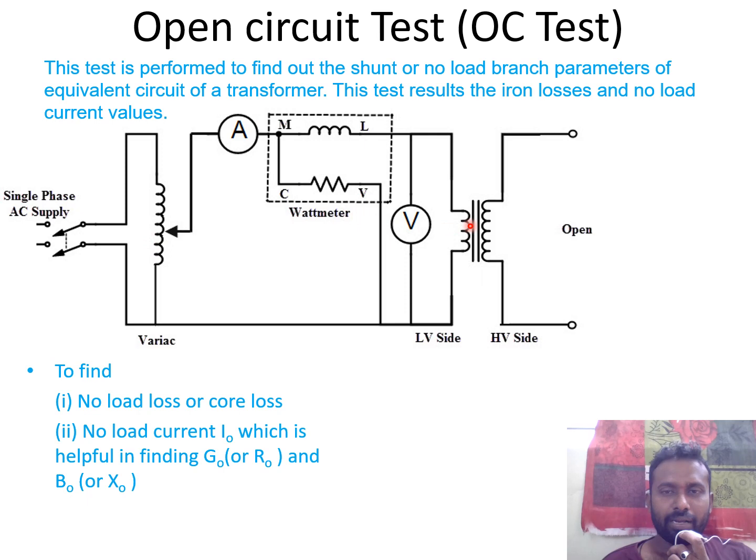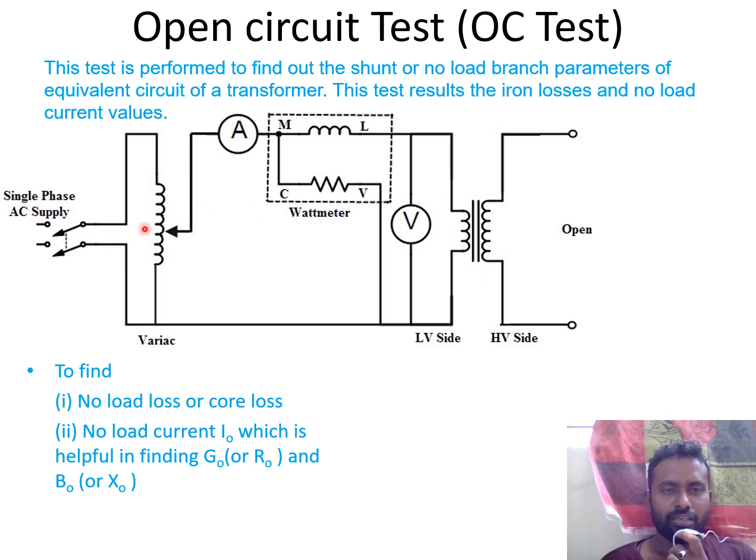So here LV is primary and HV is secondary. It depends on to which side you are connecting the load and to which you are connecting the supply. If you connect the supply to HV, that will be primary. Here we are connecting the supply to the LV side. The number of turns on the LV side is less, so you have to connect the single phase AC supply, which is not directly connected.